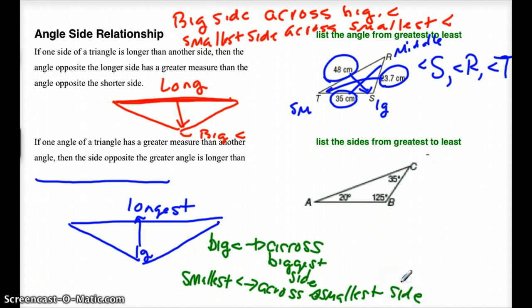Small side. So let's take a look at the one over on the right. It says list the sides from greatest to least. So I need the biggest side. Now just don't look and say, okay, AC looks like it's the longest one. You need to look and say, okay, 125 degrees is the biggest angle, so across from it is going to have the biggest side, AC. Then I'm looking and I'm saying, okay, what's my next biggest angle? 35. So across from it is going to be the next biggest side, which would be AB. And then 20 is my smallest angle, so across from it we'll have the smallest side, which is BC.